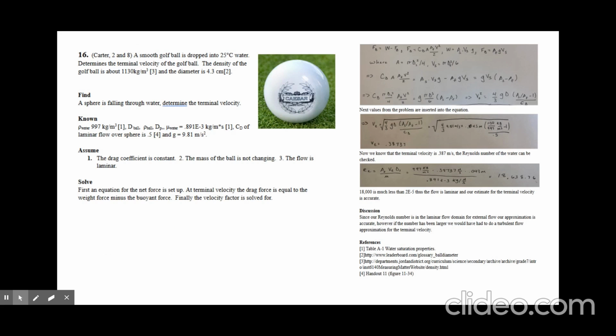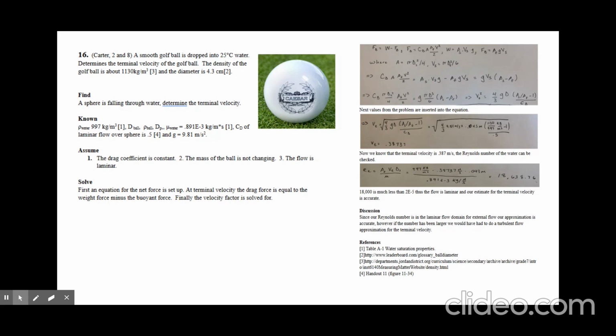In this problem, we're going to be examining the external flow over a golf ball that's dropped into water. We want to determine the terminal velocity of that golf ball in the water. The knowns are the density and viscosity of the water, which is from table A1, and we also know the diameter of the ball and the density of the ball. And then we also know the coefficient of drag due to laminar flow over a sphere is 0.5 from handout 11, and the acceleration due to gravity is known.